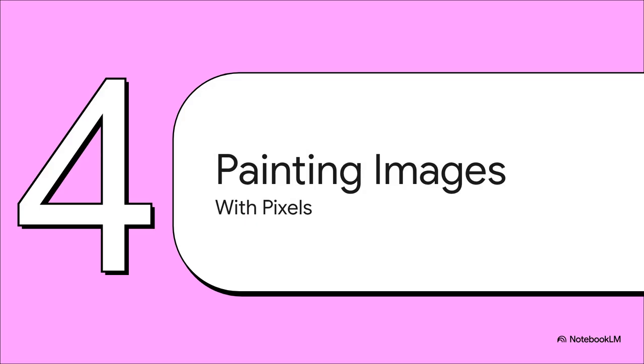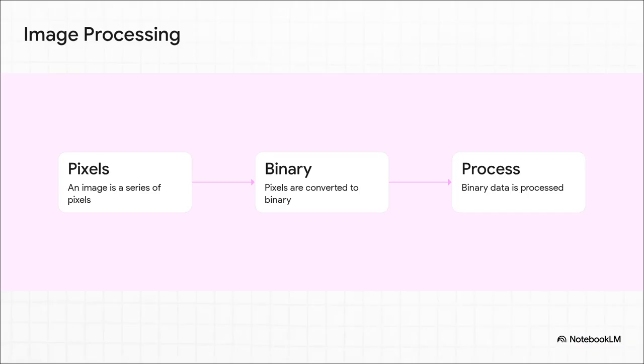This perfectly sets up our final visual section, section 4, painting images with pixels. And you're going to know this pretty quickly, that visual fidelity operates on the exact same logical rules we just saw with text and sound. Let's logically sequence out how a digital image is formed. First, an image is established as a series of pixels. Think of it like a giant, microscopic mosaic made of tiny square tiles.